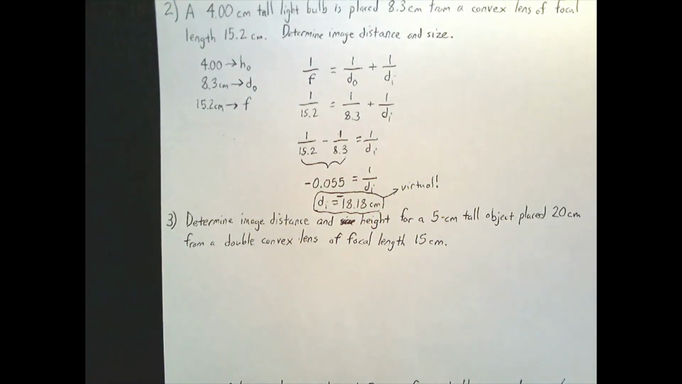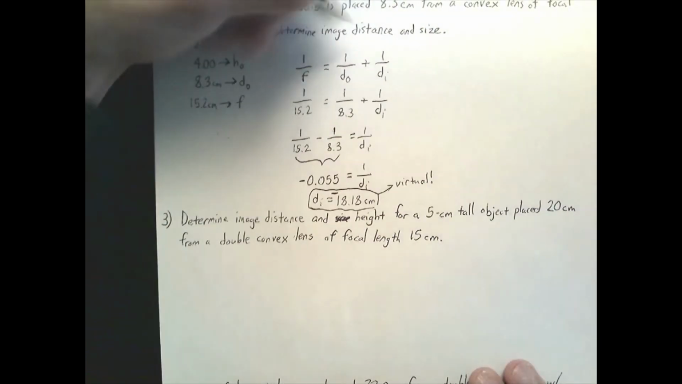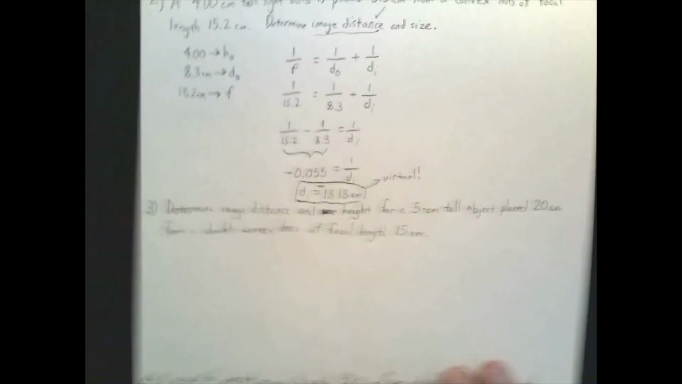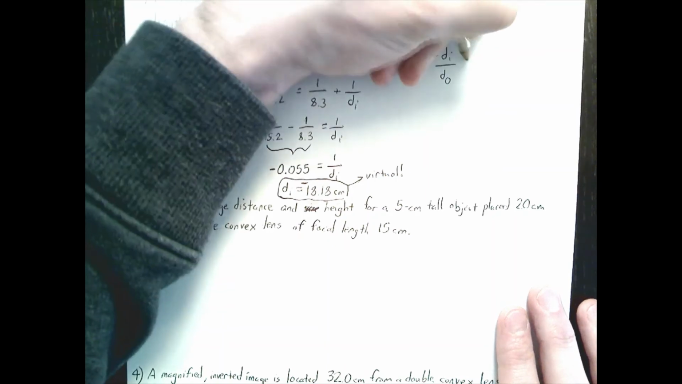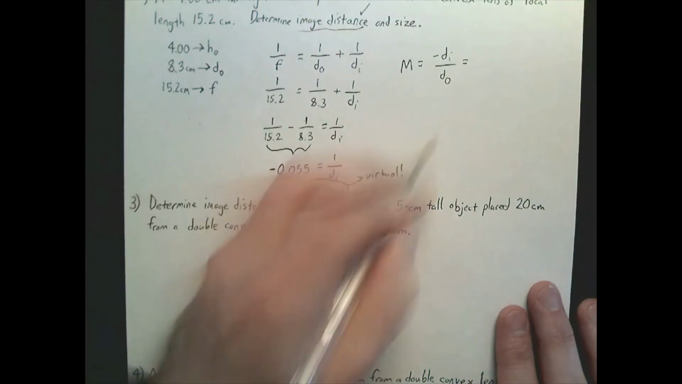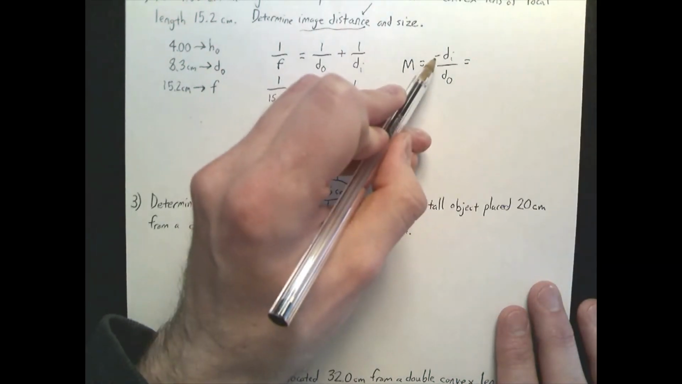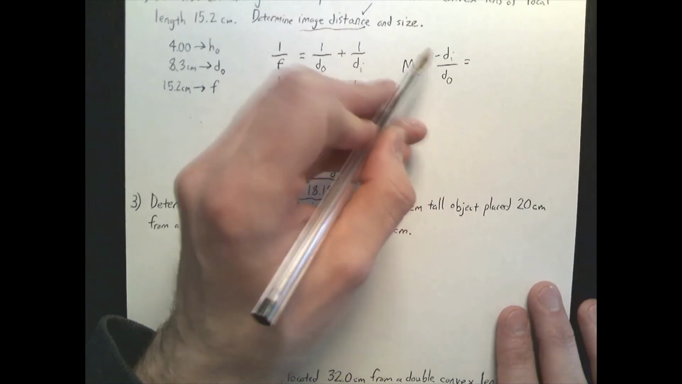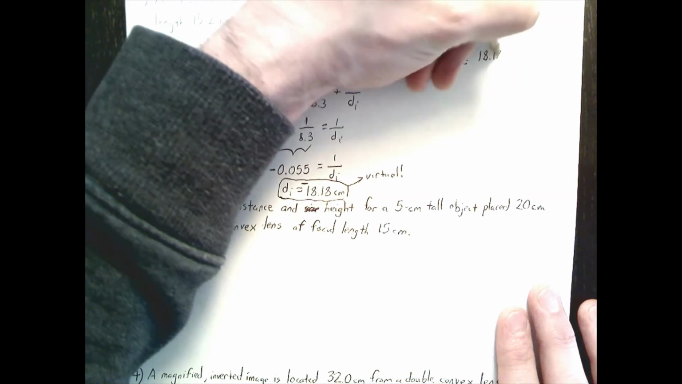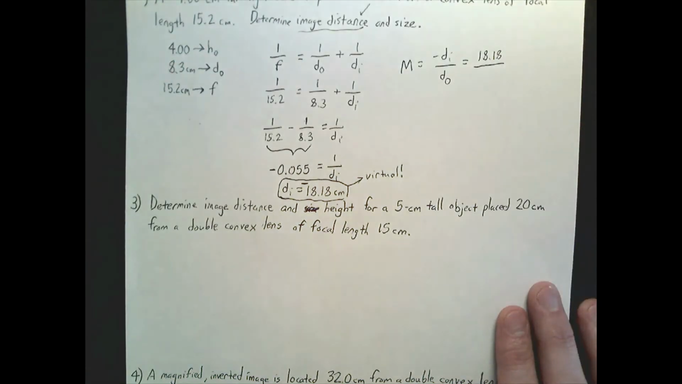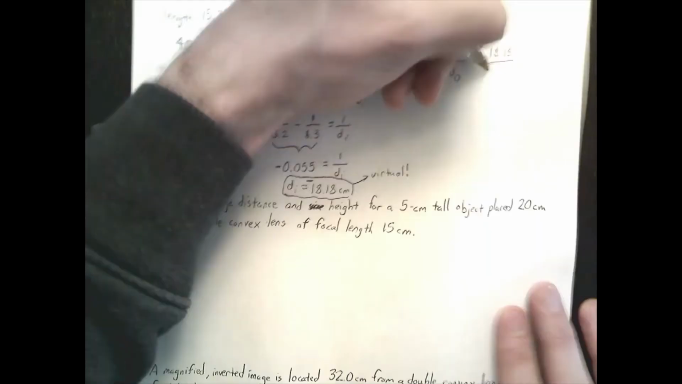All right, we've got di, that's our first part, so we've got the image distance, check. We need to find the magnification to get the size, so same thing, m equals negative di over do. When I plug the negative di into this formula, this original minus sign in the formula itself cancels out. And so we get positive 18.18 over our original object distance of 8.3.